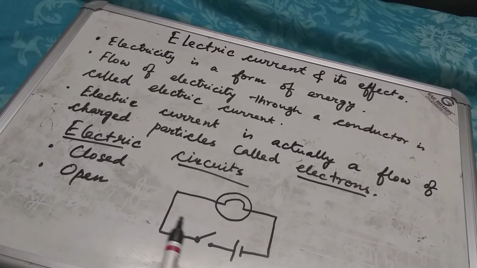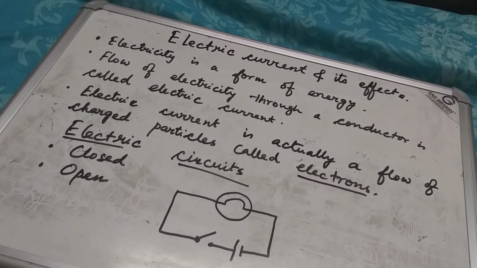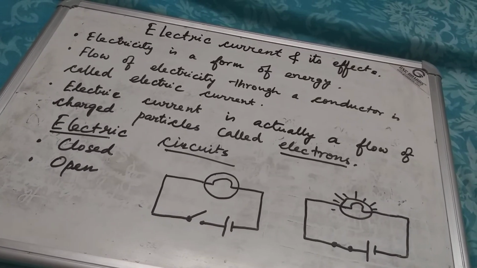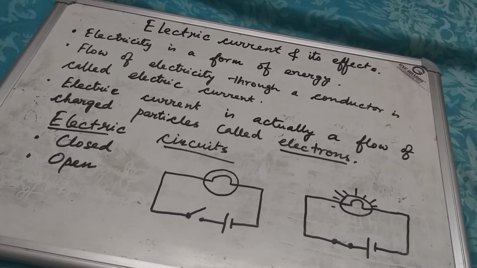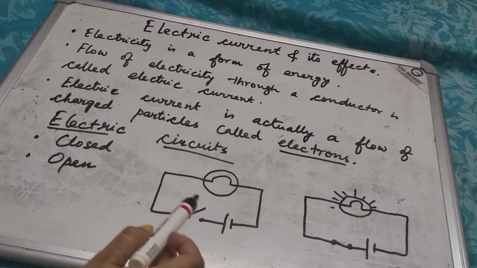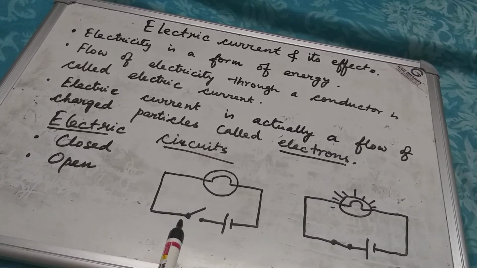And what if I close it? Definitely the bulb will glow. So when the circuit is closed, the bulb is glowing. Now let's see the symbols, because you are not acquainted with all these symbols. Like this is the bulb, this is the key, and this is the cell or battery, right? So let's now see the symbols.